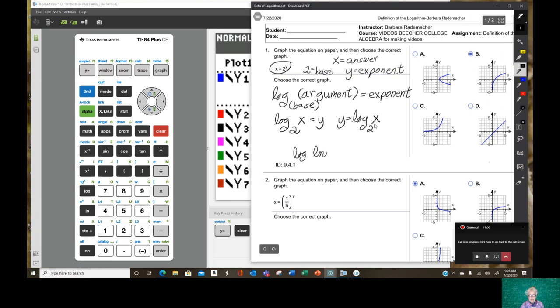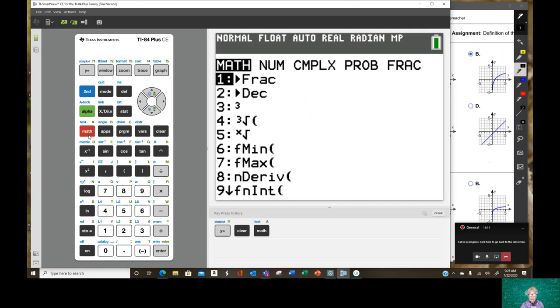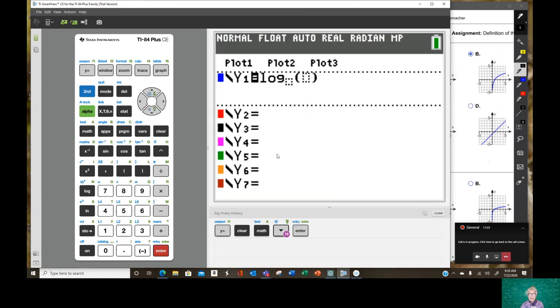We're going to do this in two ways. Okay, two ways. The first way is this. I'm going to go to math. And I'm going to scroll down using the down arrow key here. And I'm going to click on enter here, log base. This is what log base does. It provides a place for me to put the base and the argument. I already have it in y equals log of a base, that is log base of x.